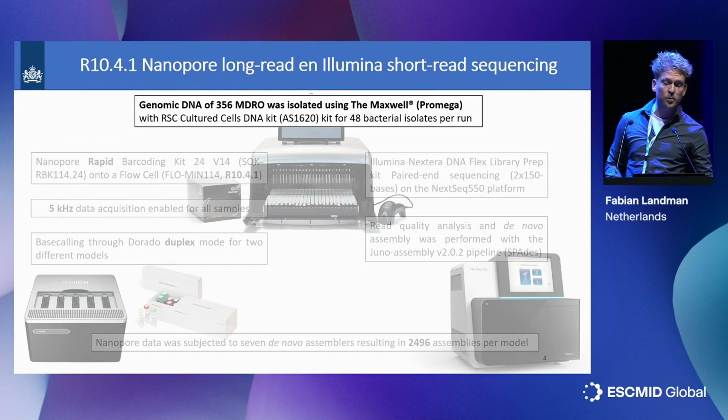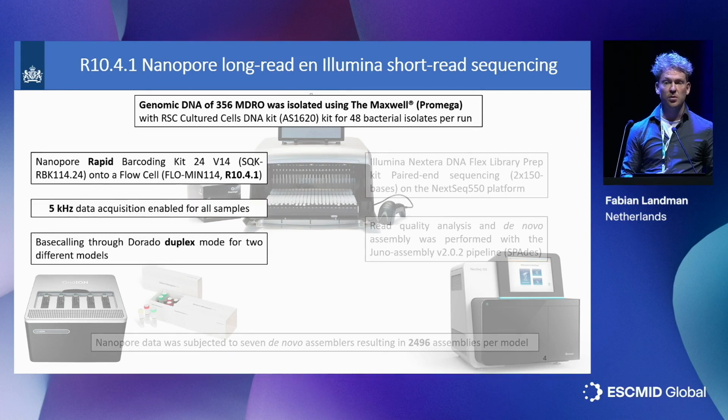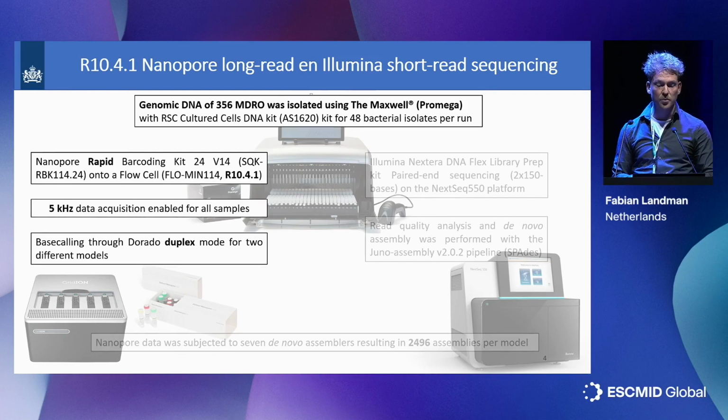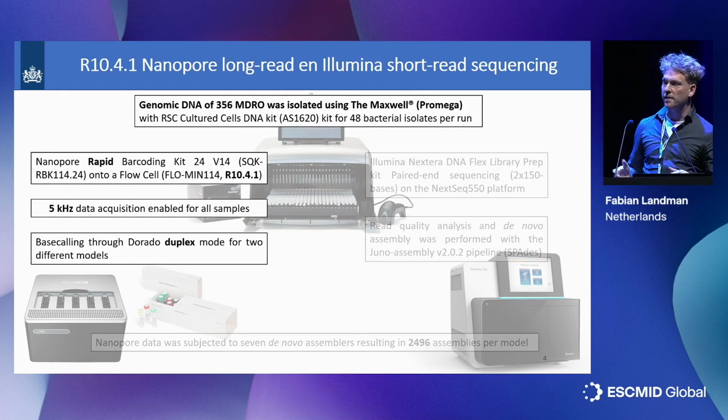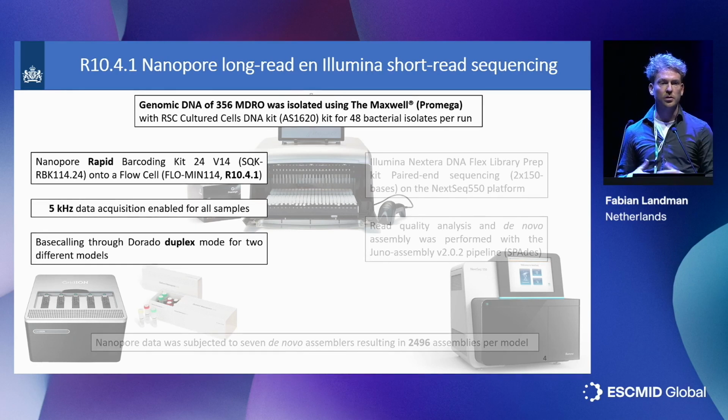In short, for our method, we use a Maxwell Promega system to automatically extract the DNA. You can extract DNA of 48 isolates at one time, so very low hands-on time. It takes about 1 to 2 hours for a run. This same DNA was used for the rapid kit on a Nanopore 10.4.1 flow cell. Since we started our study set from May, all of this data is 5 kilohertz option enabled. And we did the base calling afterwards through Dorado duplex mode.